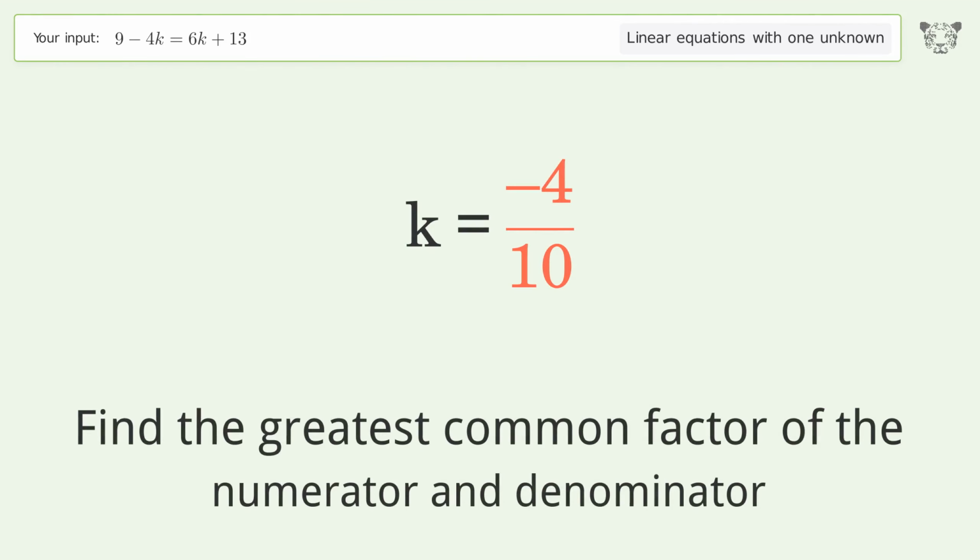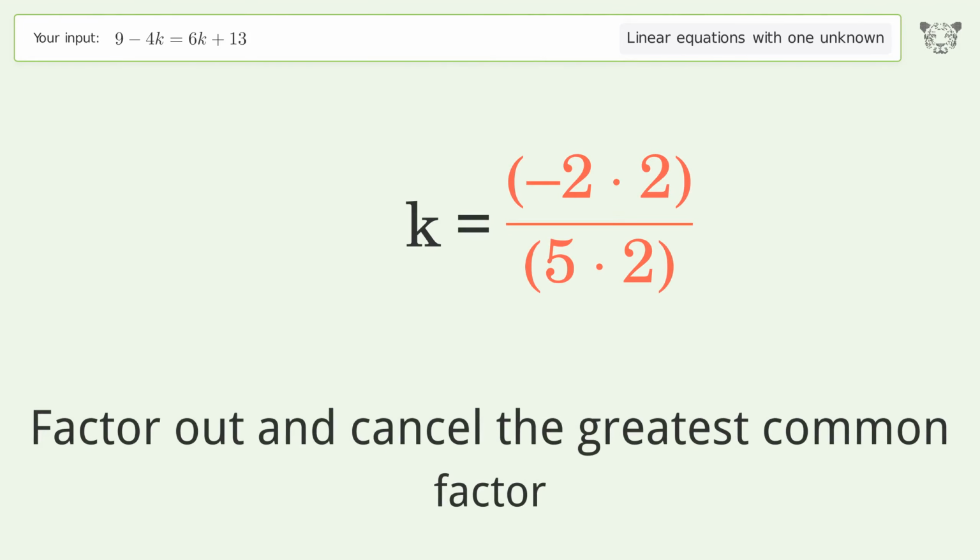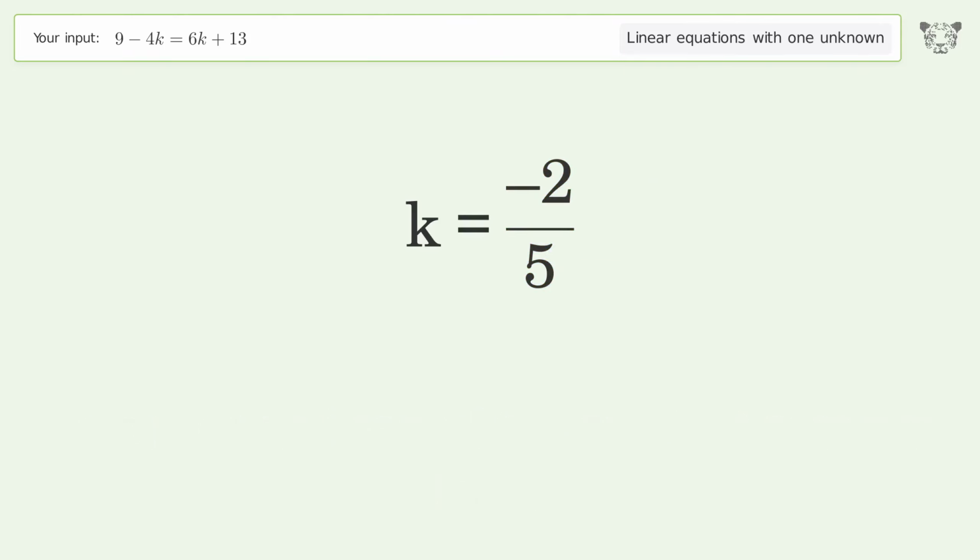Find the greatest common factor of the numerator and denominator. Factor out and cancel the greatest common factor. And so the final result is k equals -2/5.